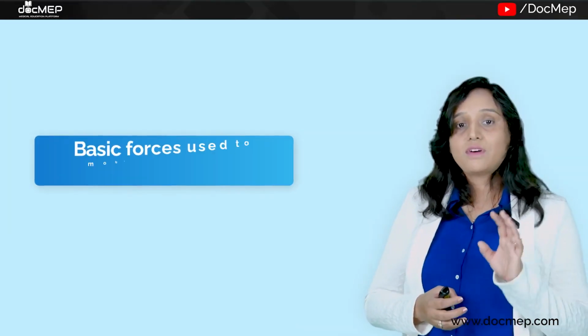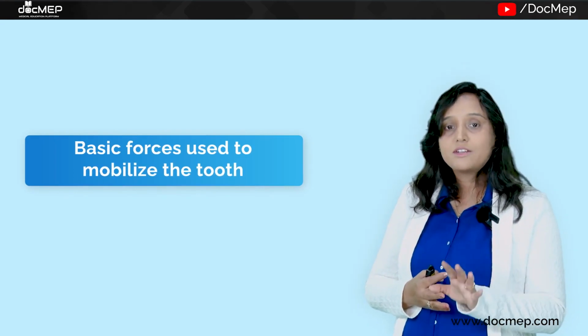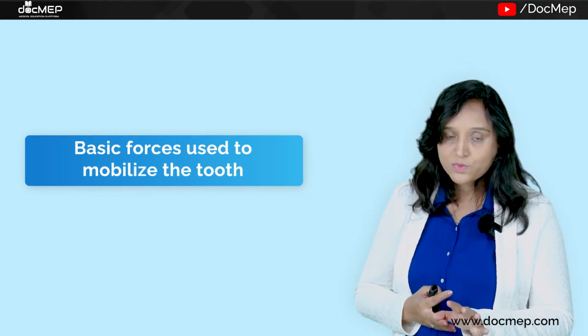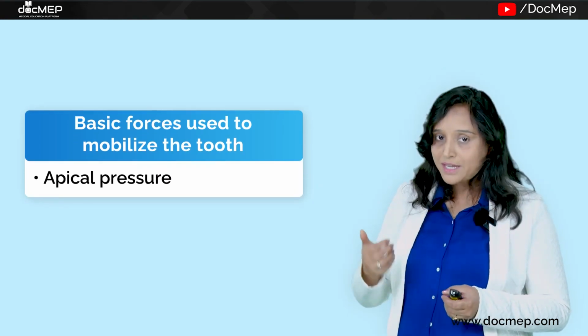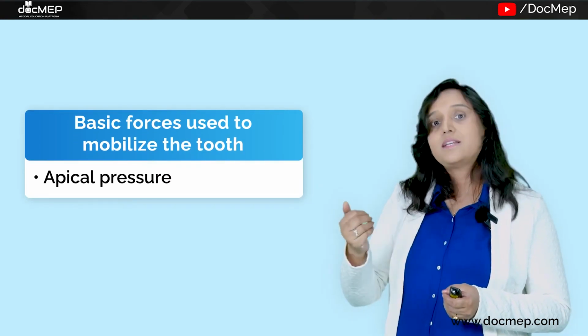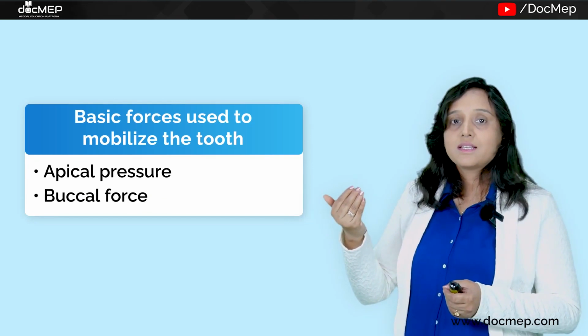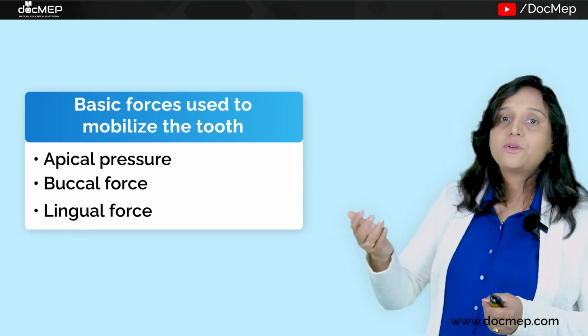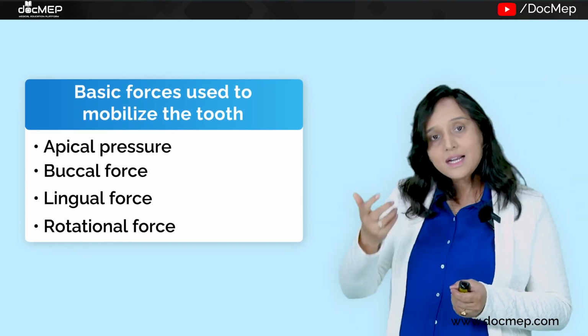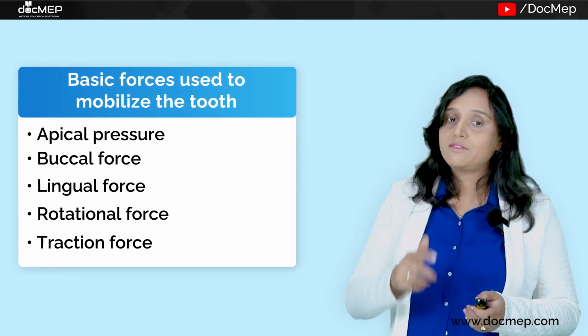Let us discuss the 5 forces, or the kind of pressure, that is used to mobilize the tooth. First is the apical pressure, then the buccal, then the lingual, then you have a rotational force and the tractional force, which is used to deliver the tooth.